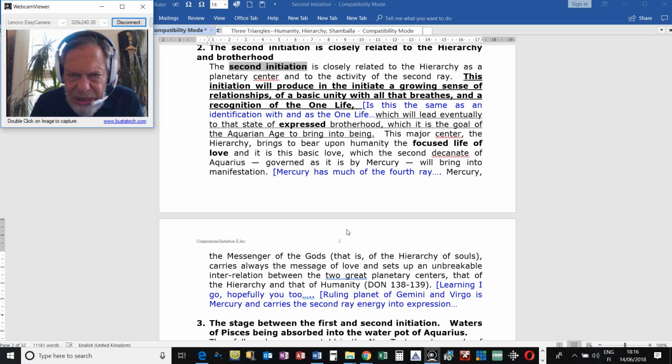All right, so this is from the Destiny of the Nations 138 and 139. I learned something here about love and the second decanate and Mercury, which expands my understanding from a more monastic interpretation to one that involves unity and love, wisdom.